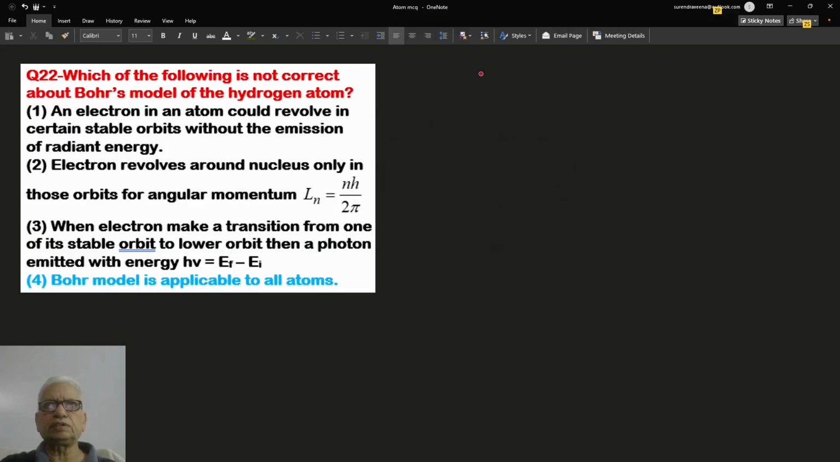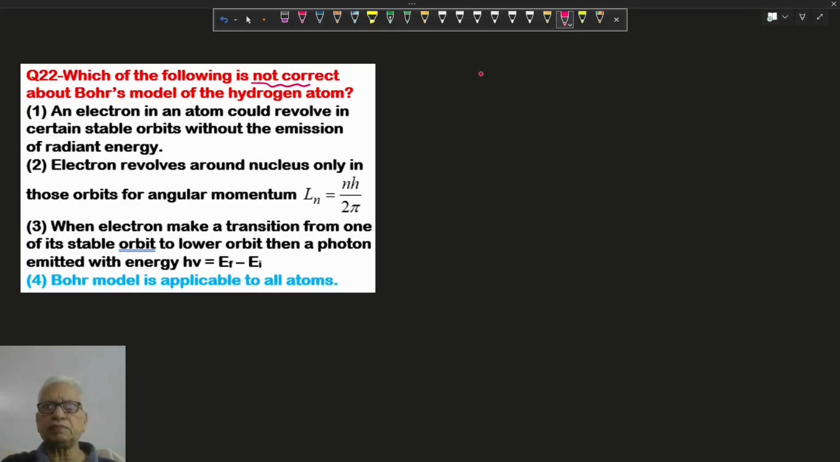Hello. In this question you have to find out the wrong statement of Bohr's model of the hydrogen atom. Electrons in an atom revolve in certain stable orbits without the emission of radiation. True. Electron revolves around the nucleus only in those orbits where angular momentum is an integral multiple of h upon 2 pi. So this is also correct. Third, when an electron makes a transition from one orbit to another orbit, the energy difference gives the photon's energy, frequency and wavelength.